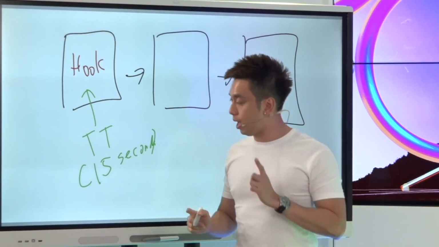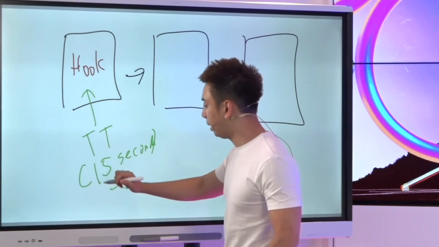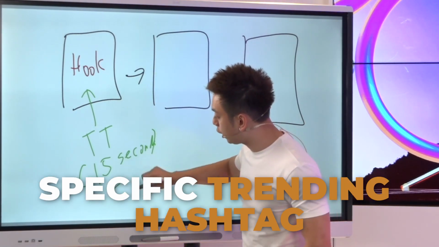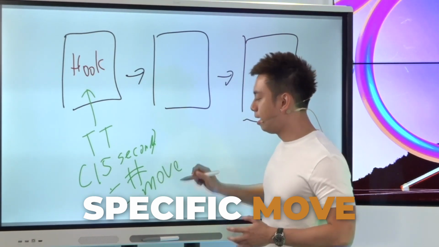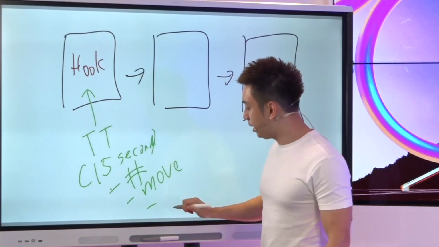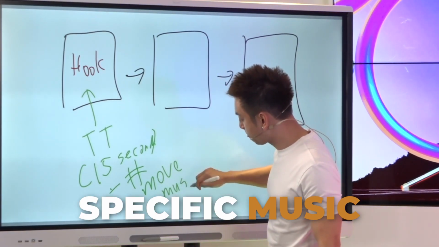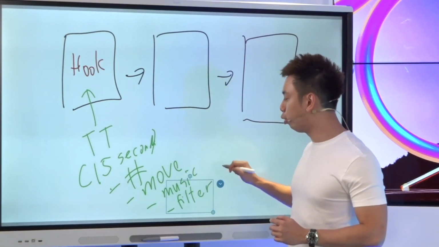And what I'm looking at is, is this a specific hashtag, right? I might look for a specific trending hashtag. I might look out for a specific move, right? Without doing all those weird viral dance moves. Or maybe it's a specific music. Maybe it's a specific filter.